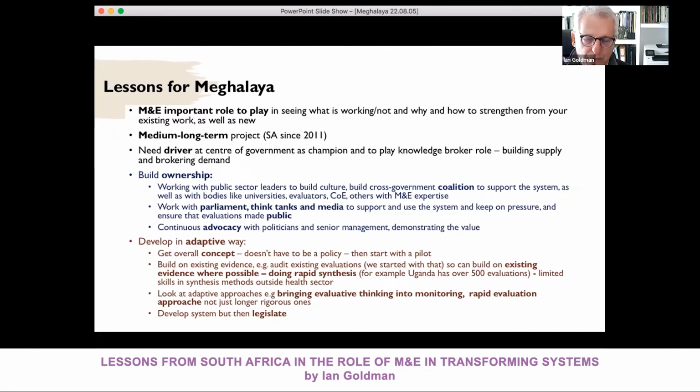It doesn't have to be a policy. It depends on the culture in government, but then start with a pilot. So, for example, in South Africa, what we did was, when we decided to start the system in 2011, we started by reflecting. I brought people together to reflect on what experience in South Africa was. We decided we needed to learn from others. We then went to Mexico and Colombia, not to the first world, to try and see what was relevant experience.